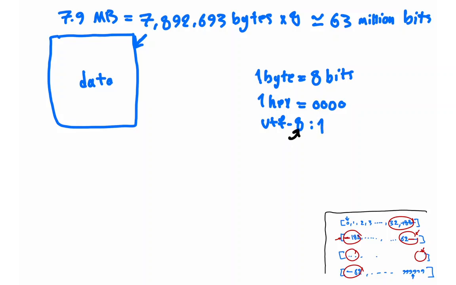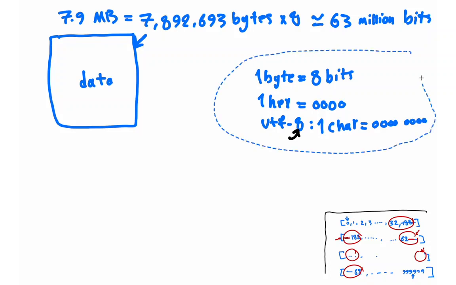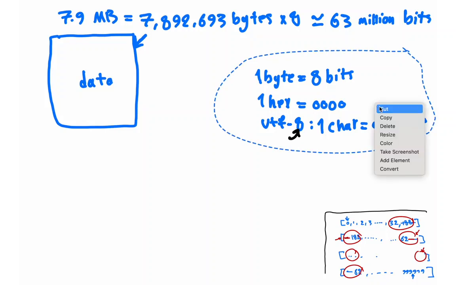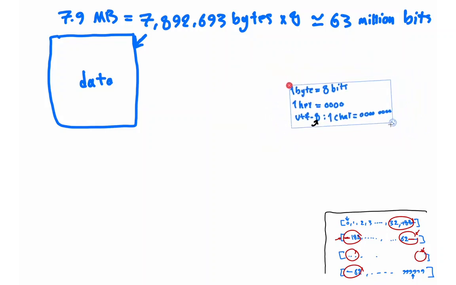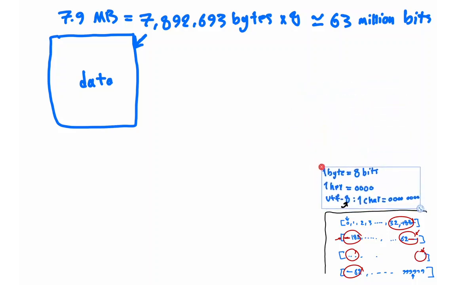UTF-8 means that one character is represented using only 8 bits. So we could have 8 zeros and ones. Again, I'm just going to put down 8 zeros, but it could be 8 zeros or ones or any combination of that. So also keep this in mind. I'm just going to put it right here.